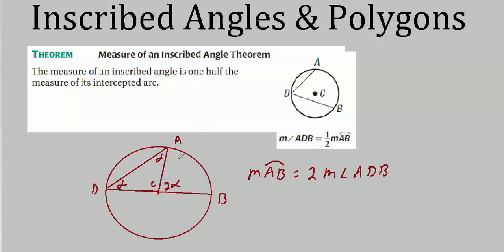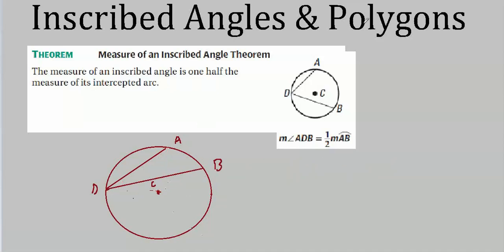The last case, what happens if the center is outside the inscribed angle? What can we do with that? Is this theorem still true? How would we show it? Well, we know that if it goes through the center, this theorem holds. So why don't we just make ourselves a diameter here? Now let's say that DE is our diameter.